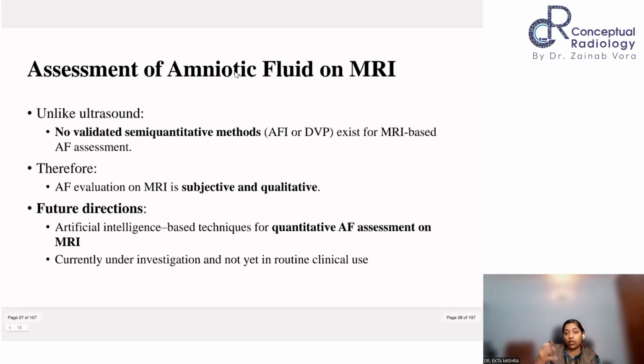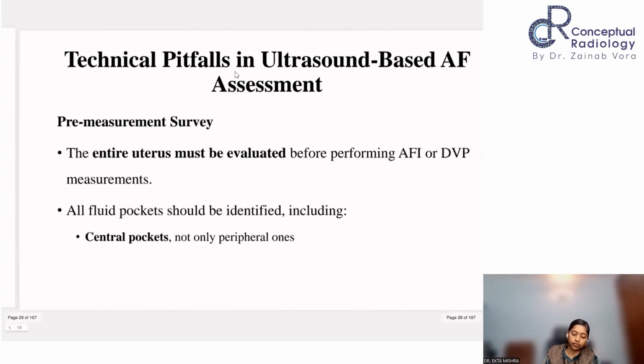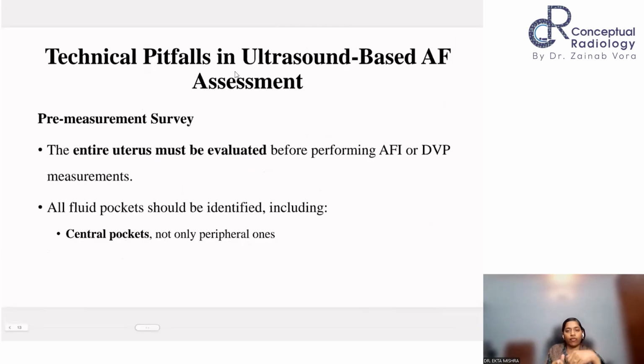Unlike ultrasound, we don't have a dedicated semi-quantitative method for measurement of amniotic fluid on MRI, so it's subjective and qualitative. Now we'll discuss the pitfalls, and it's very important because we are doing AFI measurements day in and day out in our clinics and hospitals, but we tend to misdiagnose.